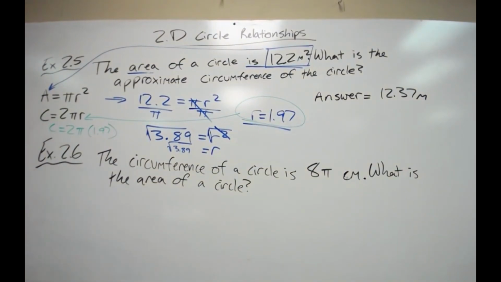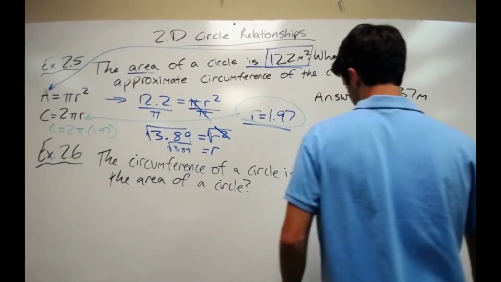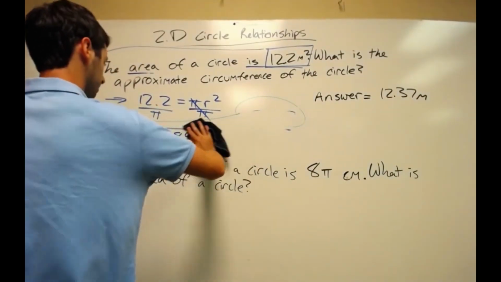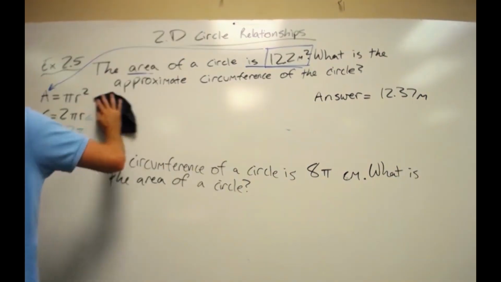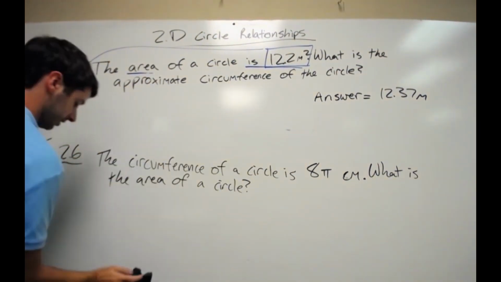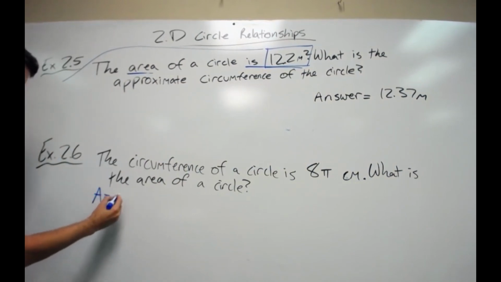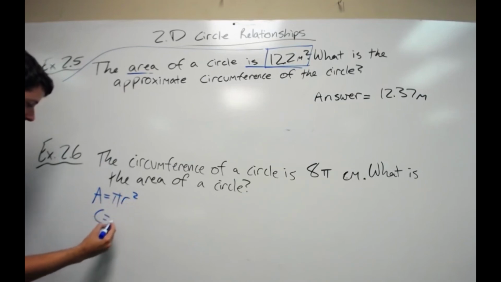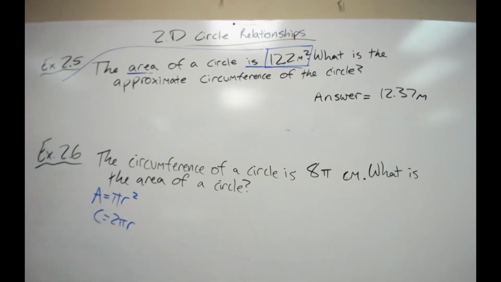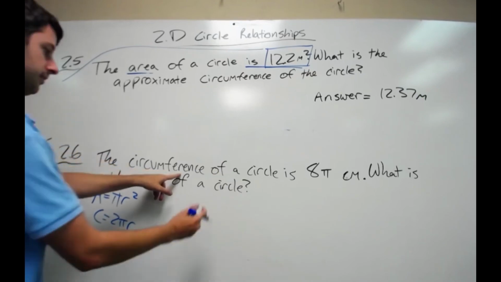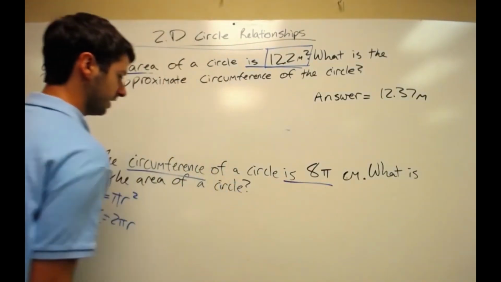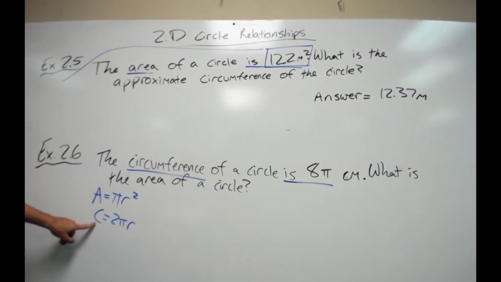So we'll try one more, and this one is just switched. It gives us the circumference and asks us to solve for the radius. I'm going to remove some of the clutter. Okay, so the formula for area, pi r squared. Formula for circumference, 2 pi r. Now we plug in what we know. We know the circumference is 8 pi. Circumference, C, equals 8 pi.